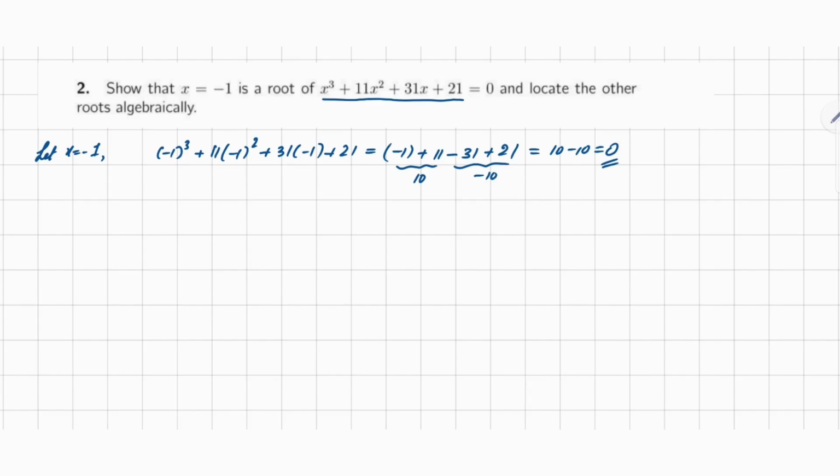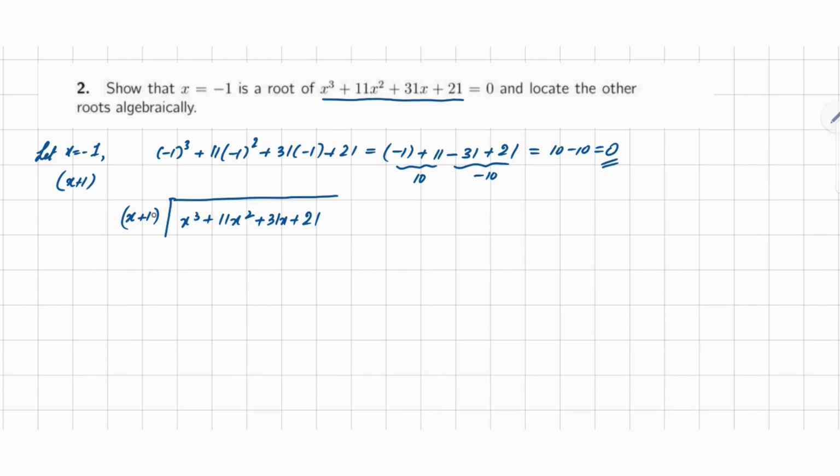Now to locate the other roots, we can consider x plus 1 as a factor of this polynomial, and we can follow steps which are similar to the previous question. We can divide x plus 1 with the following polynomial and find the quotient, equate it to 0, and find the other factors.